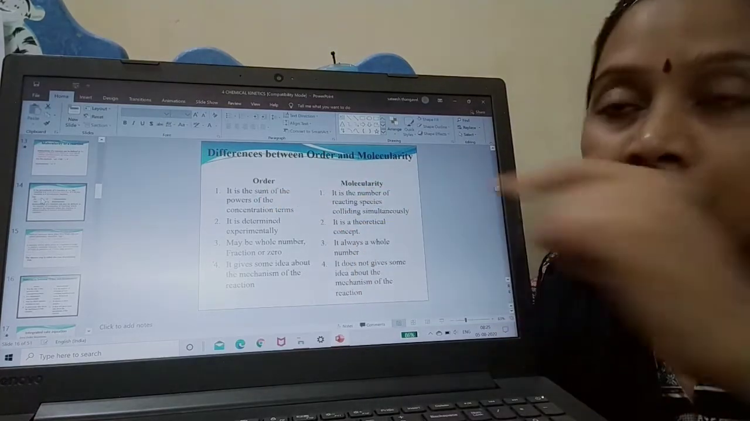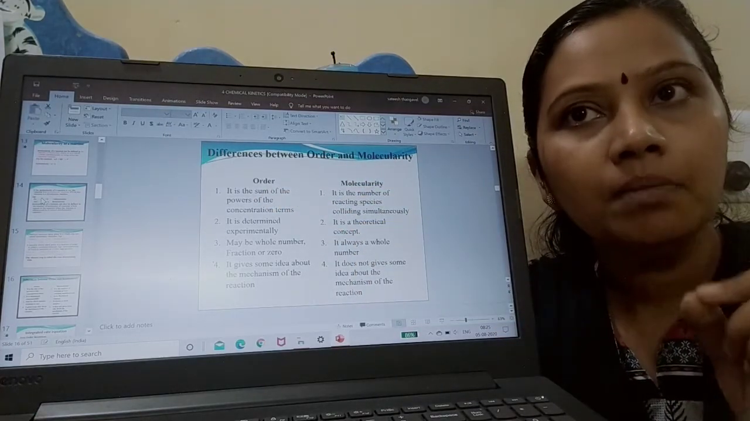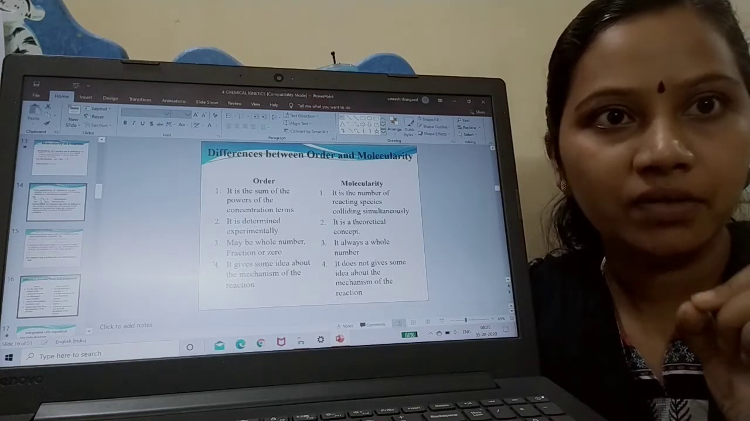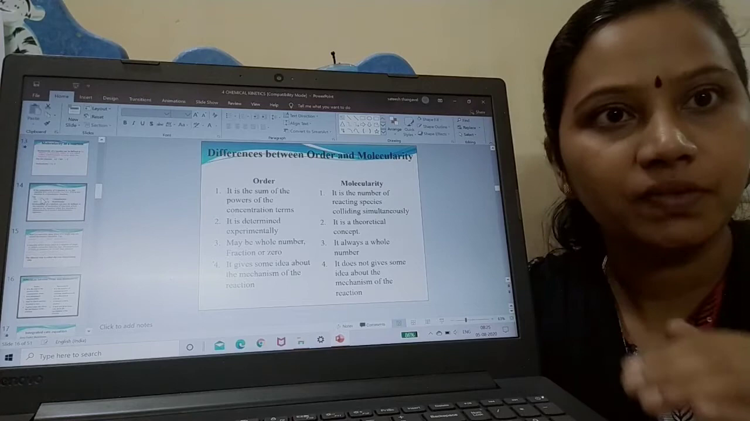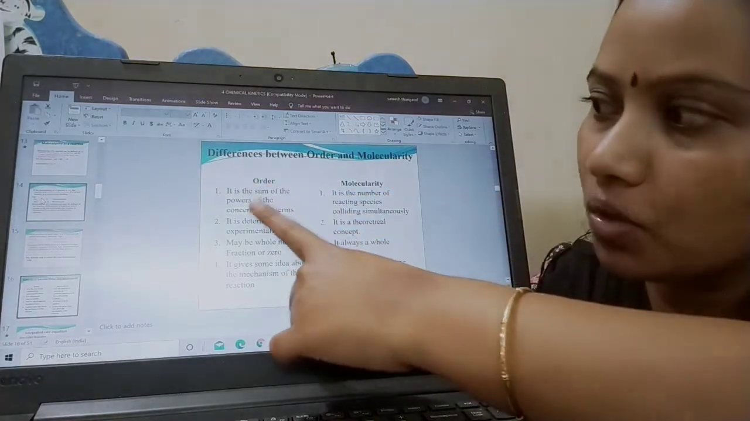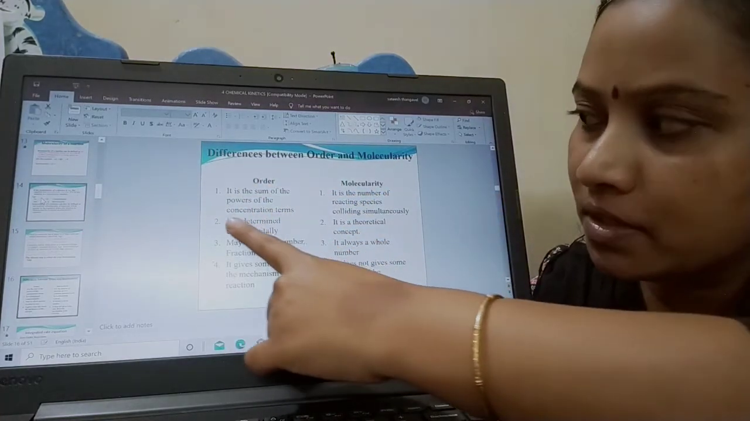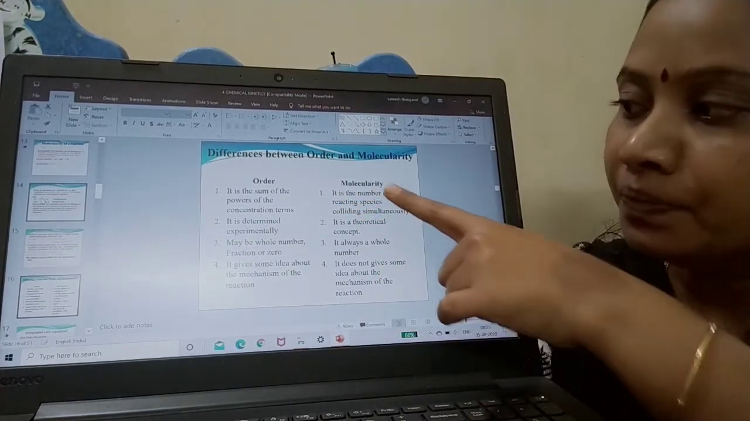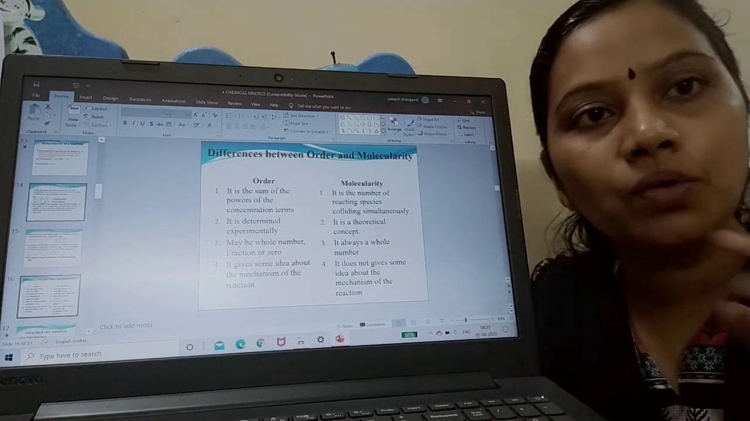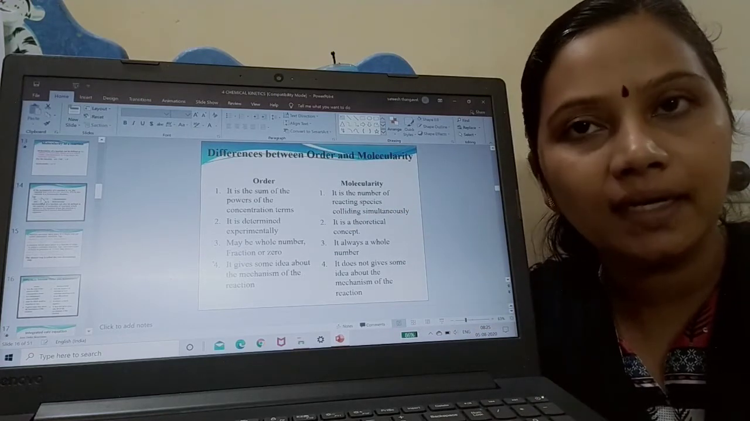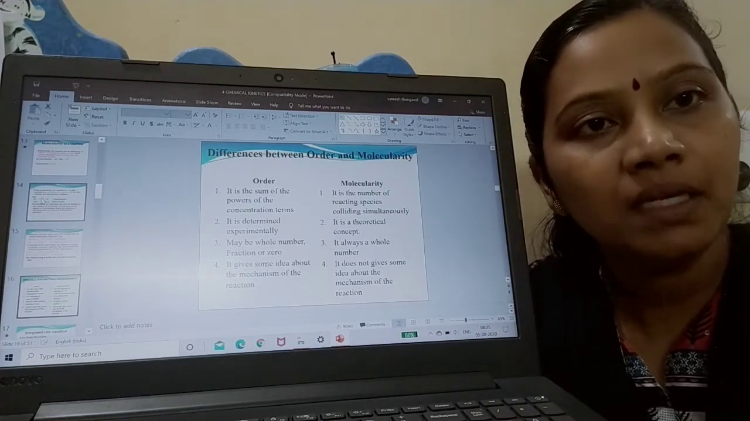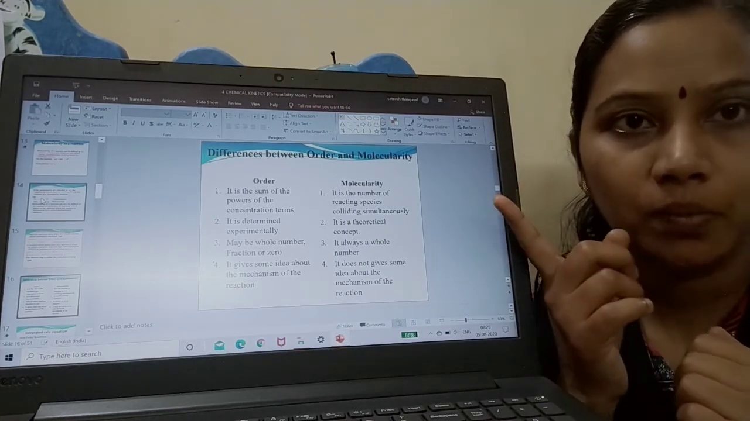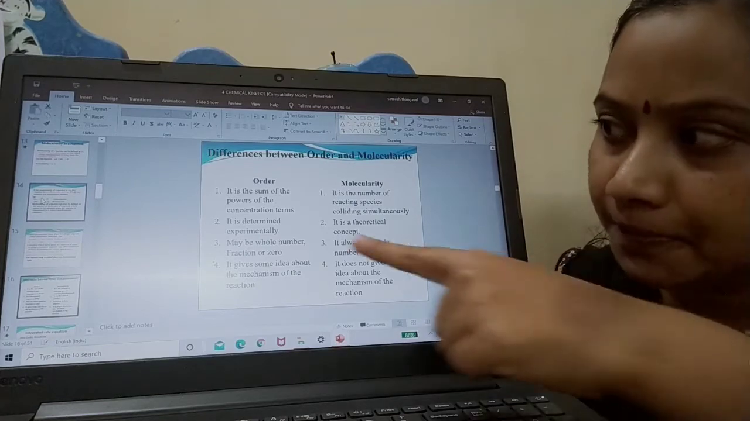What is order? Order is nothing but the sum of the exponents present on top of the concentration terms. So it is the sum of the powers of the concentration terms. What is molecularity? It is the number of reacting species which are going to collide simultaneously to give you the product. That is the definition of molecularity.